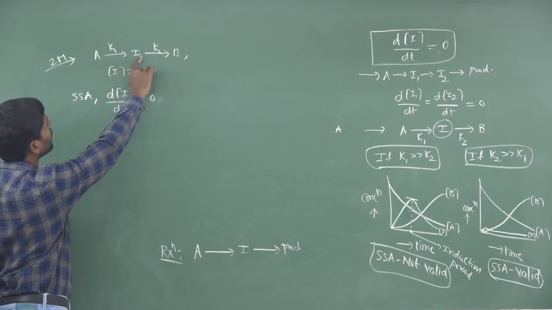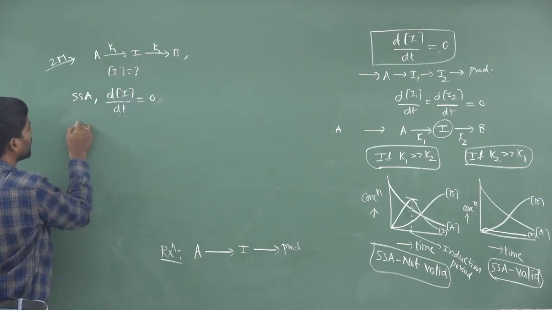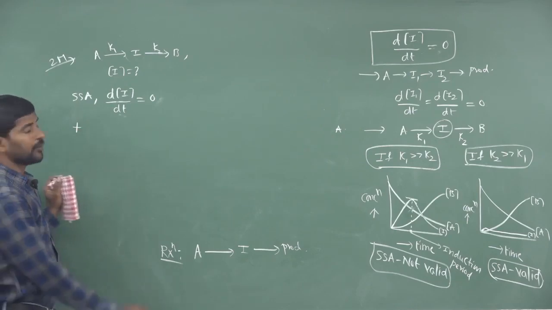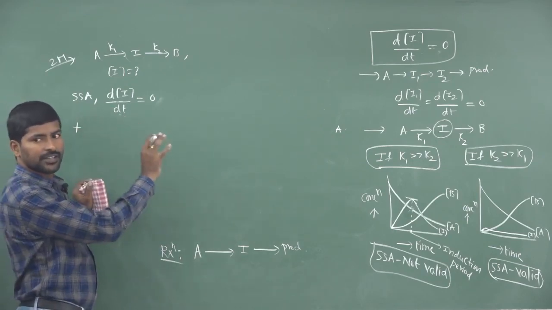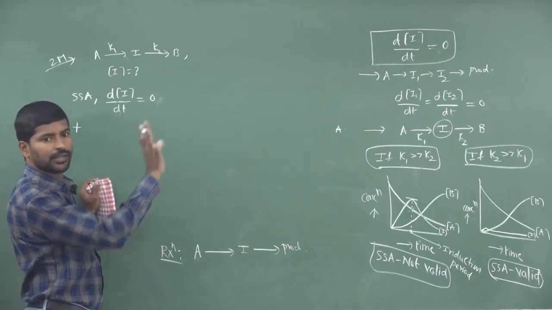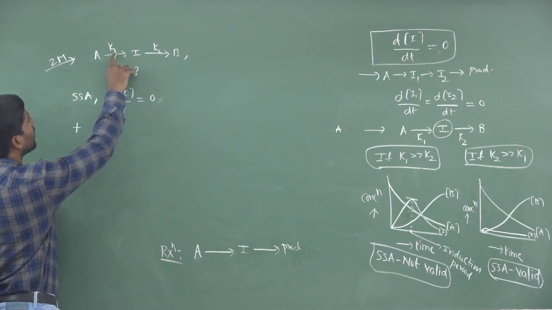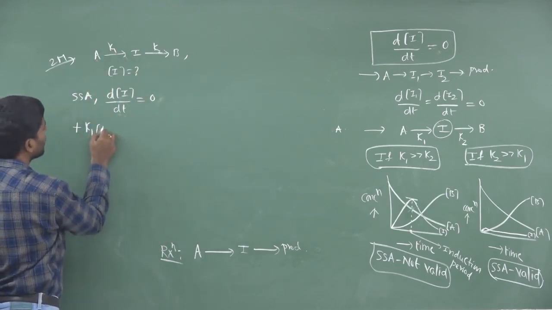In the first step, whether I is forming or consuming? I is forming, so we will get a plus sign. With which rate is it forming? Rate means what? Rate constant into concentration of reactant. What is the rate constant? K1. The concentration of reactant, that is A.